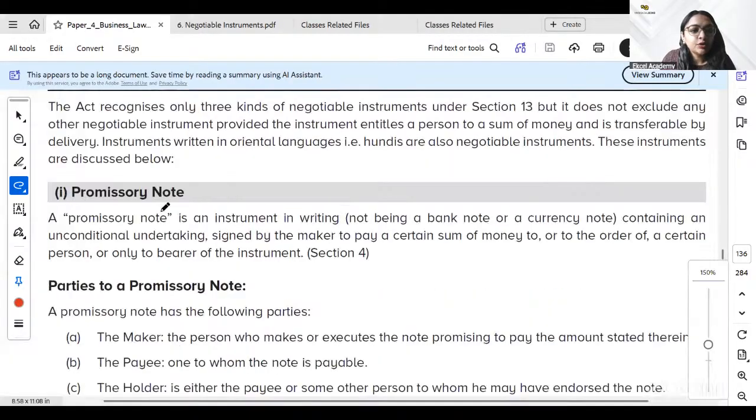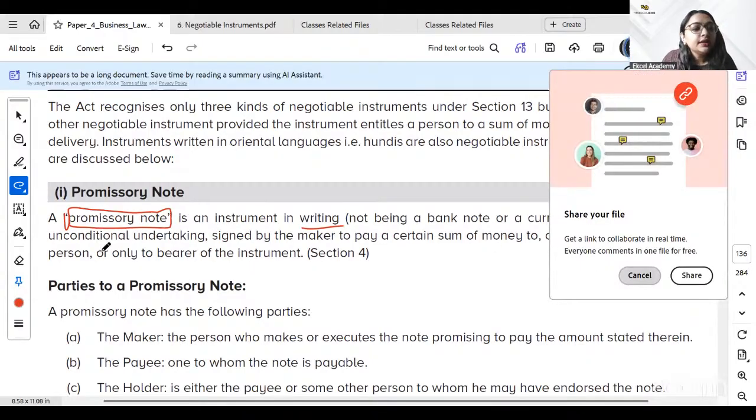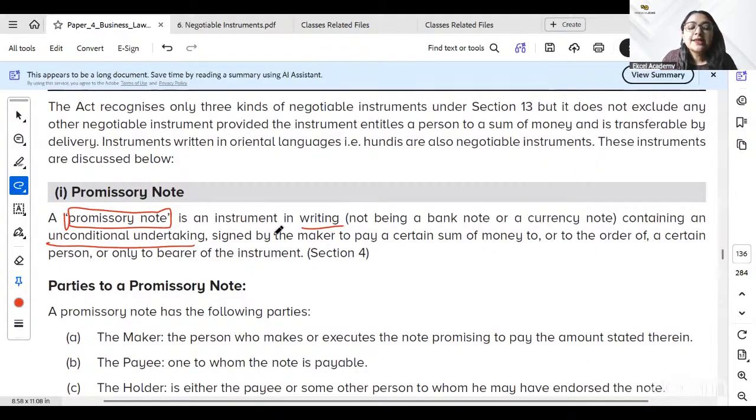All right. So what is promissory note? It is an instrument in writing, all right, containing an unconditional undertaking signed by the maker to pay a certain sum of money or to the order of a certain person or to the bearer of the instrument. All right. So we understood that promissory note is a type of negotiable instrument wherein the maker is making a promise to pay a certain sum of money to the other person.